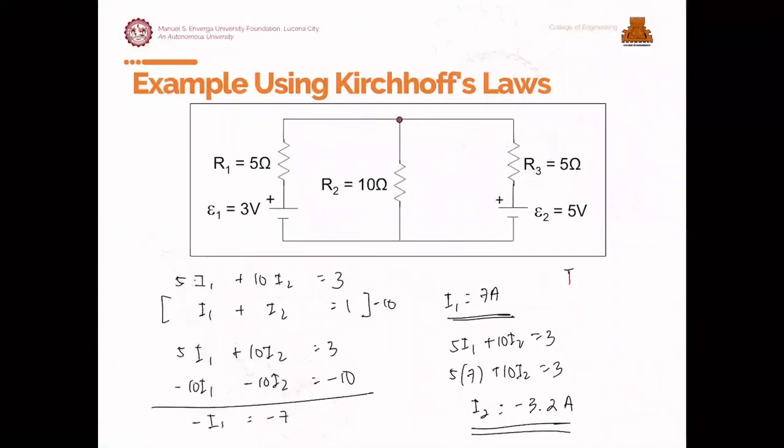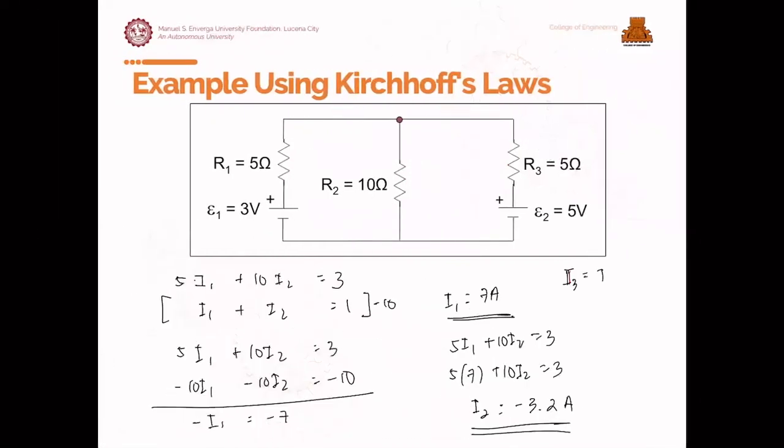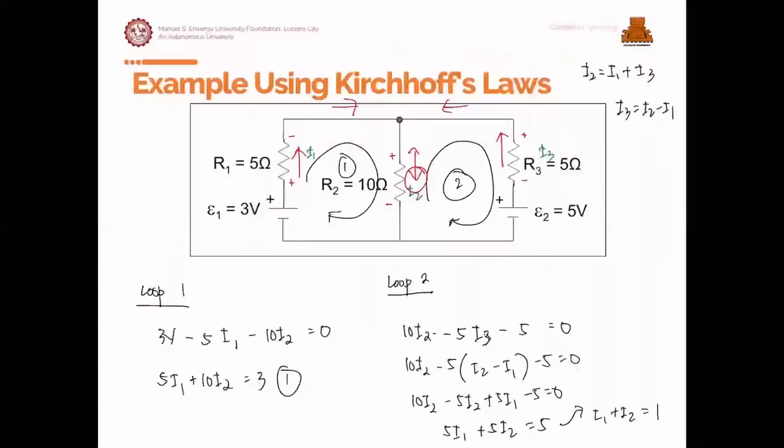So, without even changing muna yung direction, yung value, I3 natin ay equals kay I2 minus I1. So, I2 minus I1, so negative 3.2 minus 7. So, we have 7 minus 3.2. So, 3.8 amperes. I3. So, sabihin, tama yung flow ni I1 tsaka ni I3, pero si I2 dapat siya ay pataas.